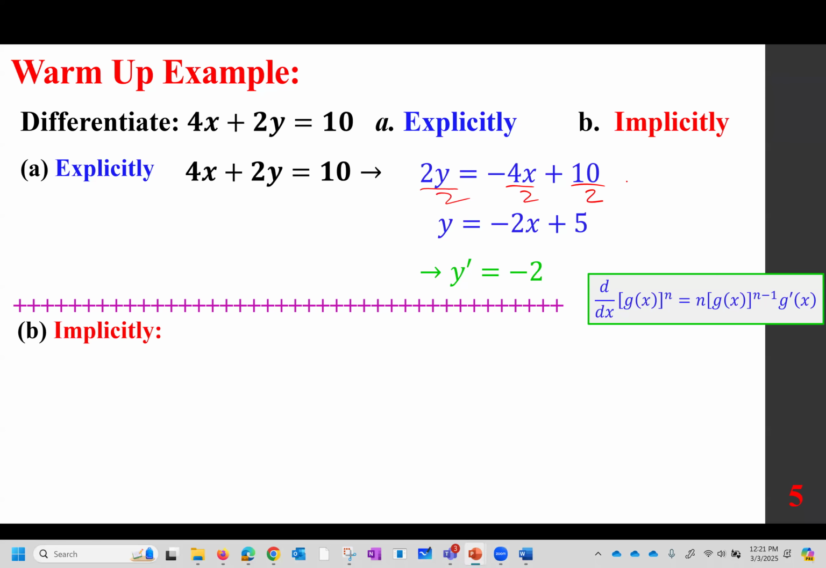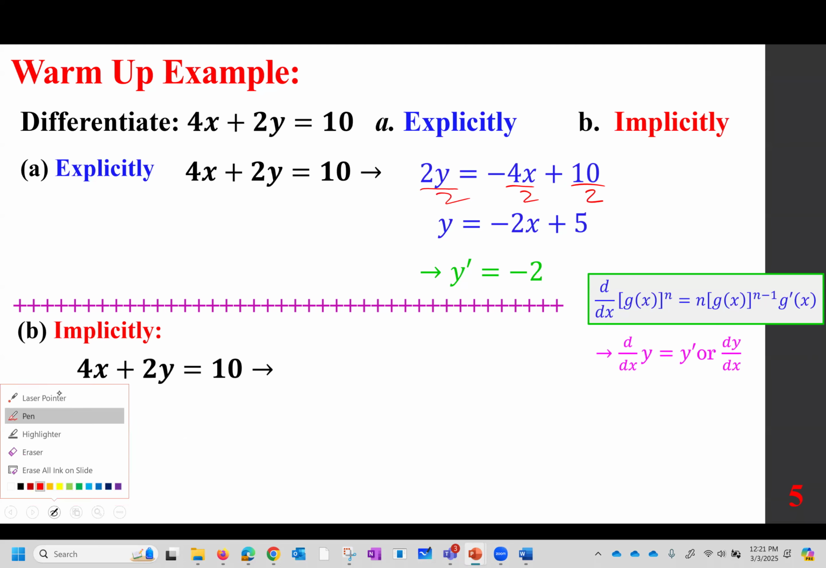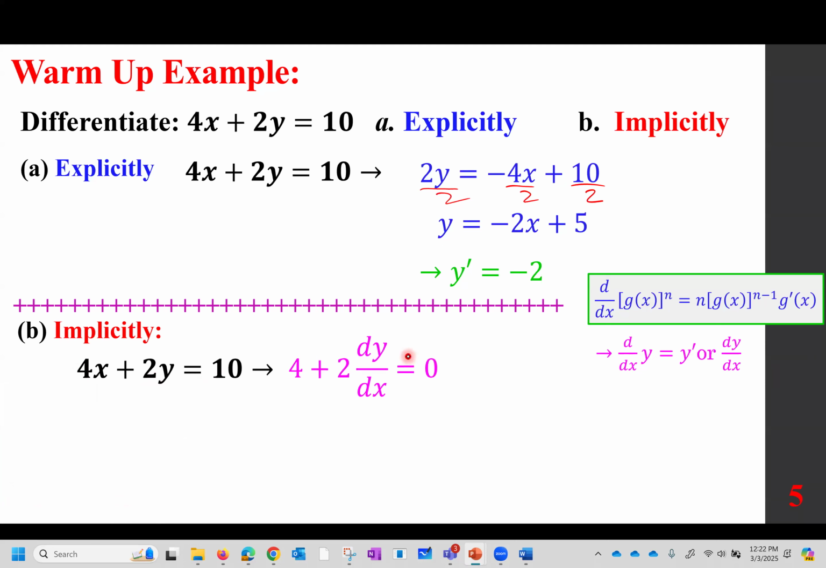The second method is the implicit differentiation, in which case we are not solving for y, and reminding everybody that the derivative of y, d dx of y with respect to x, is y prime or dy dx. So 4x gives us 4. 2y, according to this, you can write 2y prime or 2 dy dx. And on purpose, I want to write dy dx. You'll see in a moment why.